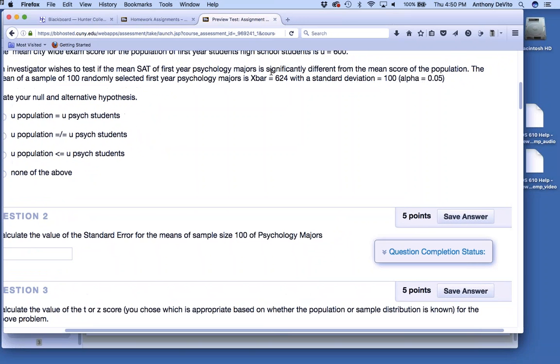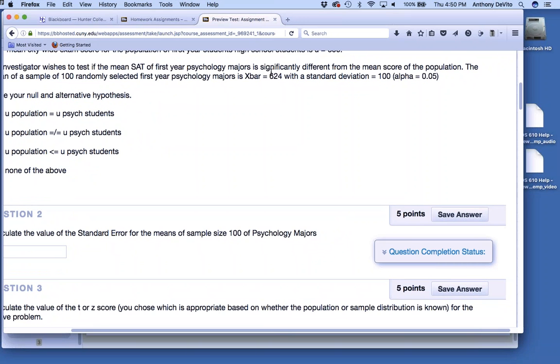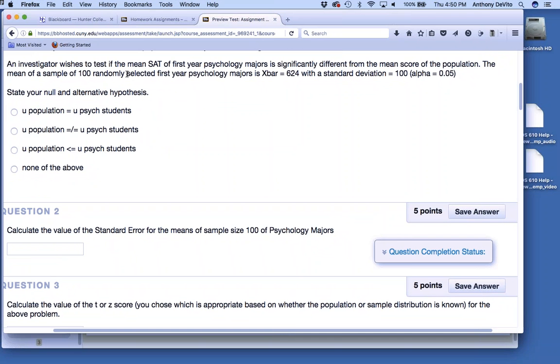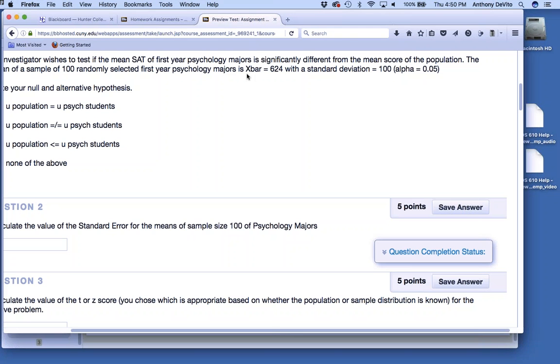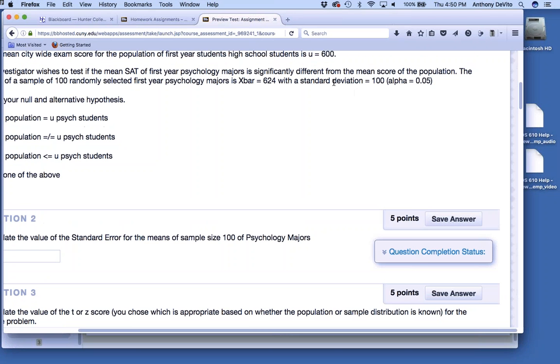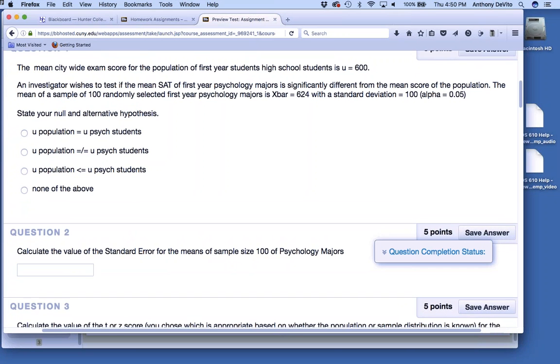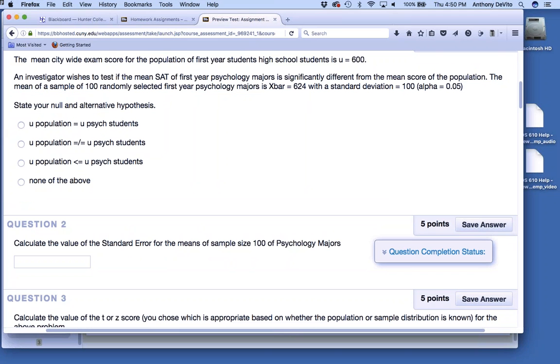Okay, so how's he going to do that? Well, he needs to go and sample these psych students. So he randomly selects 100 psych students, sample size is 100, and he finds that the mean for that sample, X bar, is equal to 624, looks like they had higher scores, and the standard deviation for that sample is 100. Okay, so what kind of t-test is this going to be? Is it going to be a single sample t-test, or a 2-sample t-test, equal variances, unequal variances? How many samples did we take here?